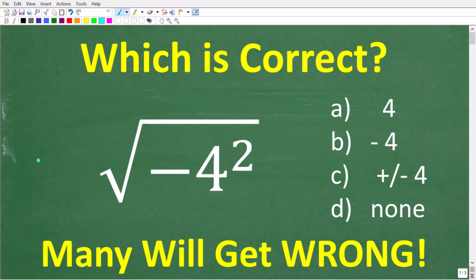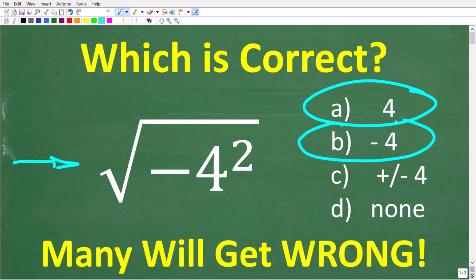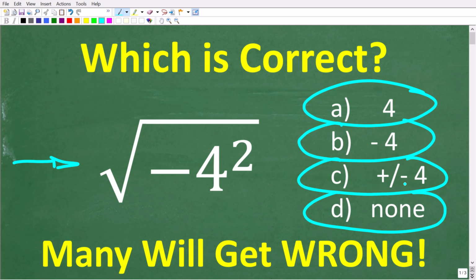This math question looks incredibly simple, but actually it's going to reveal a lot of common math mistakes. Alright, so let's take a look at the problem. We have the square root of negative 4 squared. So which is the correct answer? A, 4, B, negative 4, C, positive and negative 4, or D, none of the above.